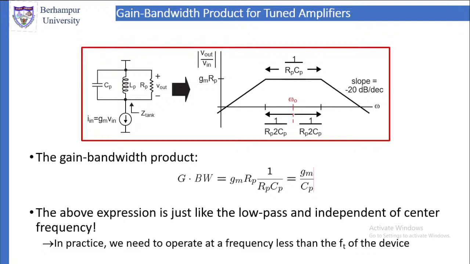This we have already seen in the last class. 1 by Rp into Cp is the band. So now we know what the gain is. Maximum gain is Gm into Rp, and the bandwidth is 1 upon Rp into Cp. So the gain bandwidth product will be G into BW. G is equal to Gm into Rp. BW, or bandwidth, is 1 upon Rp into Cp. Multiply them, Rp will cancel from numerator and denominator. So the gain bandwidth product is equal to Gm by Cp.